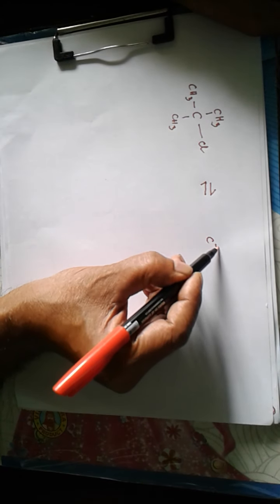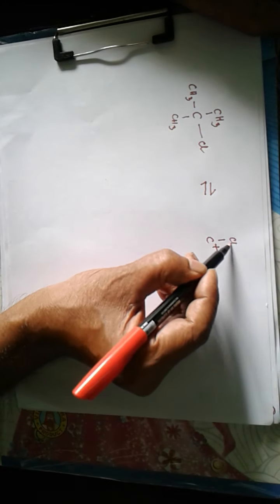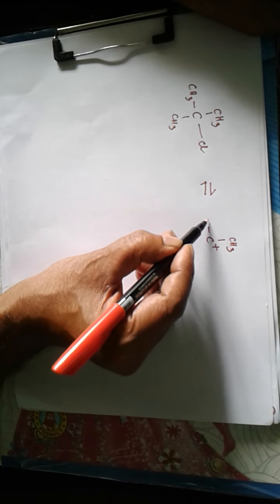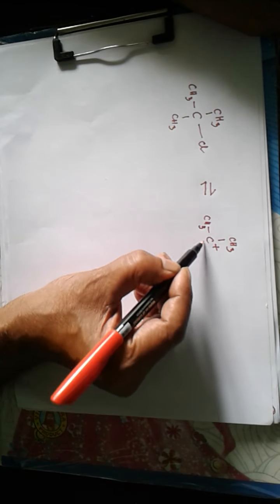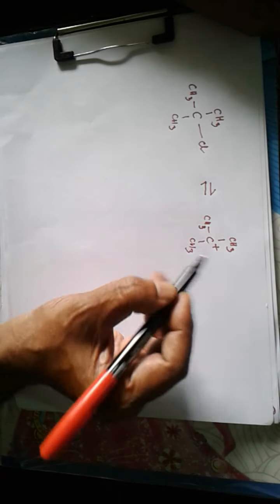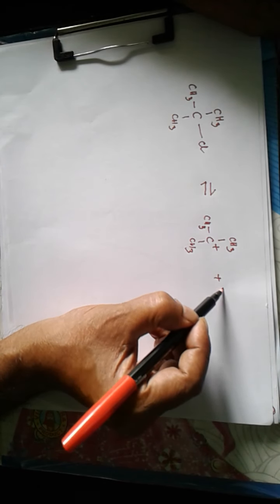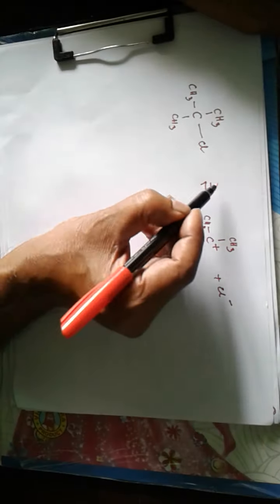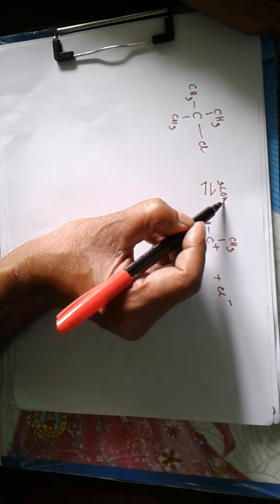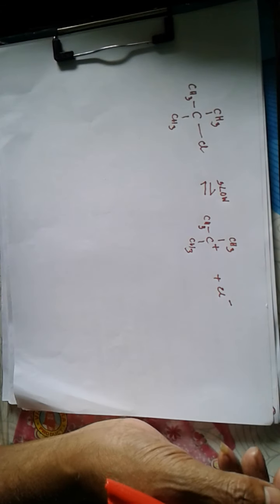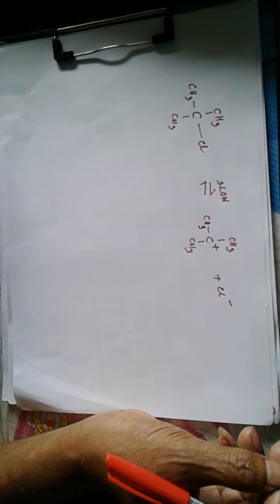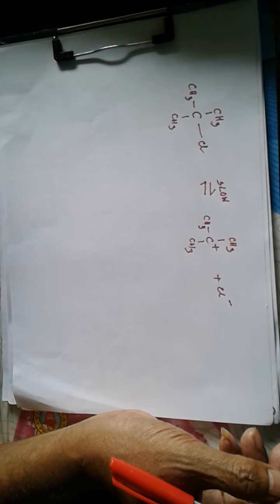We get a tertiary butyl carbocation and chloride ion. So this step is slow, as in the case of benzyl chloride. Now we can say during the formation of the transition state, there are two stabilizing factors here. One is the plus I effect of methyl group, and the other is hyperconjugation.